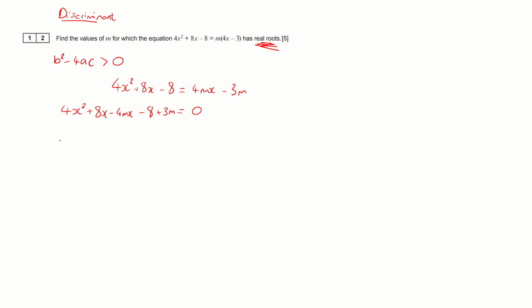Now it's almost in the correct quadratic form, but a bit of factorizing is needed here for my x terms. And this can just be grouped together as the entire constant term on the end.